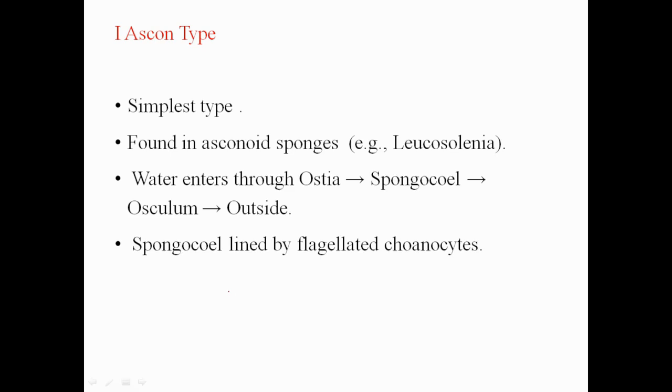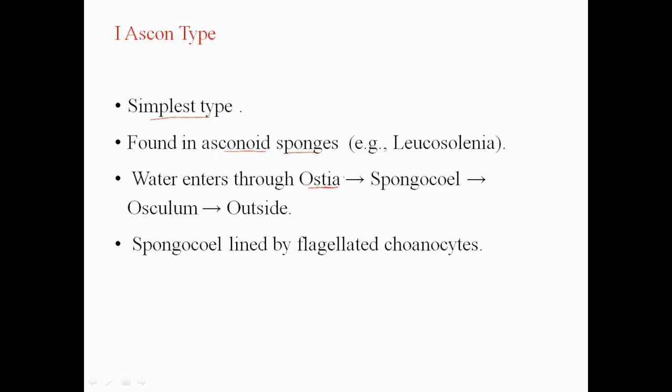First type of water canal system is the Ascon type, and this is the simplest type of water canal system among the other two. This is a very primitive type, and it is seen in the asconoid sponges like Leucosolenia. Here the water from the surrounding will enter into the sponge's body through many minute pores which are called the ostia.